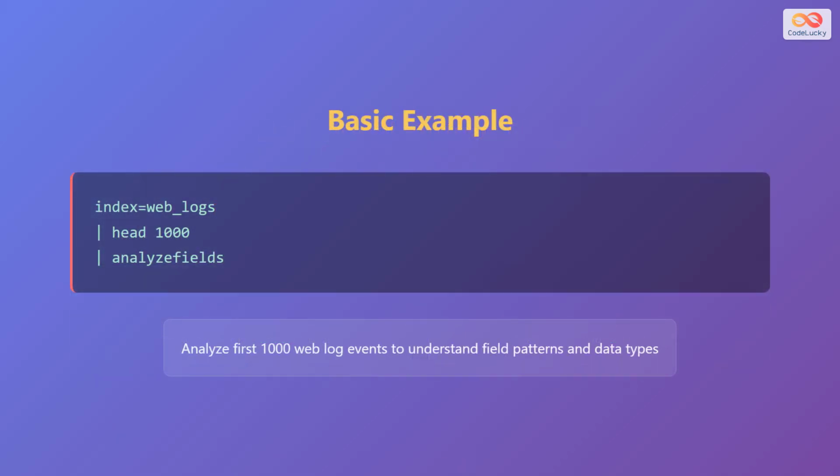Here's a practical example of how to use the analyzefields command. Start with index=web_logs to specify your data source. Then use head 1000 to limit the analysis to the first 1000 events, which helps with performance and gives you a manageable sample size. Finally, pipe the results to analyzefields. This example analyzes the first 1000 weblog events to understand field patterns and data types. This approach is particularly useful when working with large datasets where you want to get a quick understanding before analyzing the entire dataset.